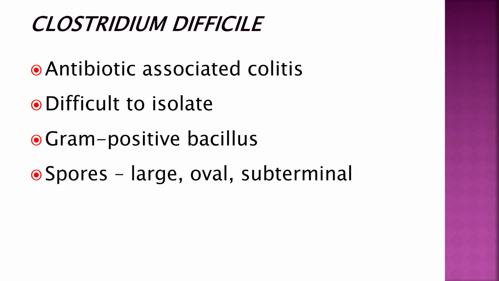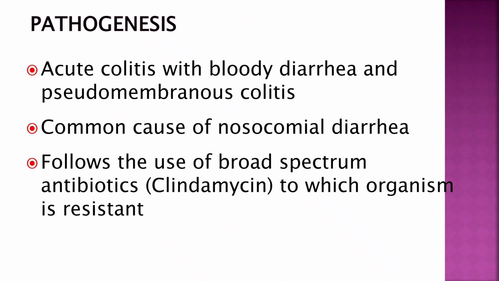Now we will see Clostridium difficile. So they cause antibiotic associated colitis. They are difficult to isolate. They are gram positive bacilli and spores are large, oval and subterminal. In pathogenesis of Clostridium difficile, they cause acute colitis with bloody diarrhea and pseudomembranous colitis. It is a common cause of nosocomial diarrhea. It follows the use of broad spectrum antibiotics, mainly clindamycin, to which the organism is resistant.